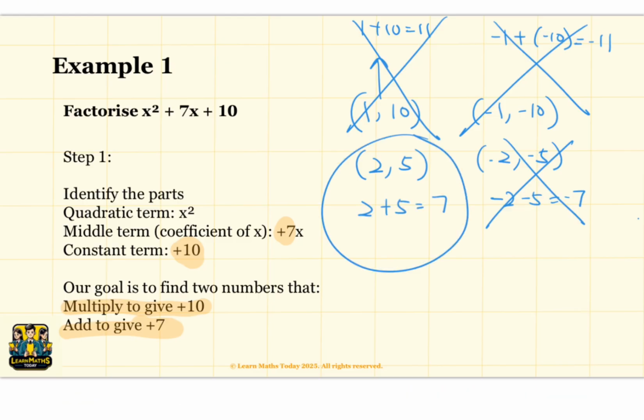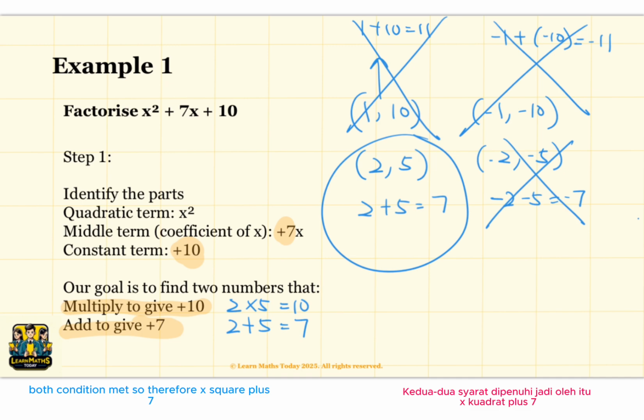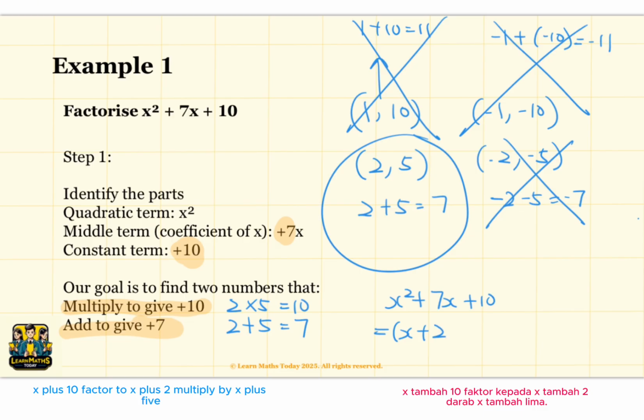Let's double check. 2 times 5 gives us 10, and 2 plus 5 gives us 7. Both conditions are met. So therefore, x squared plus 7x plus 10 factors to x plus 2 multiplied by x plus 5.